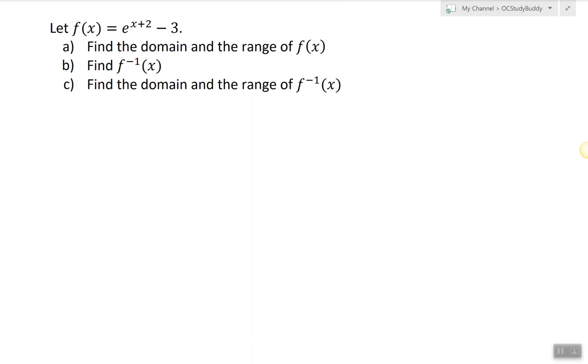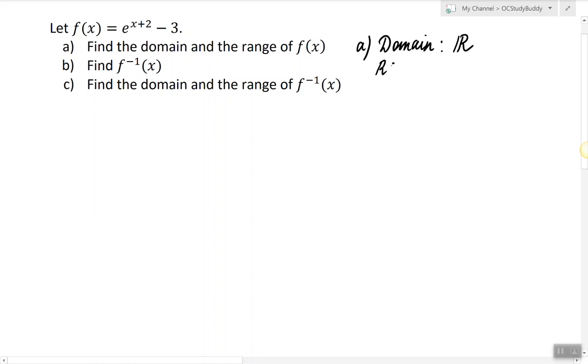In this video, I will show how to find the domain and range of an exponential function and how to find its inverse, and then how to find the domain and range of its inverse. So to answer the question in part A, we have to recall that exponentiation doesn't have any constraints, therefore the domain of any exponential function is all real numbers.